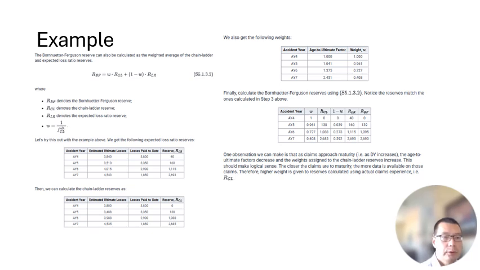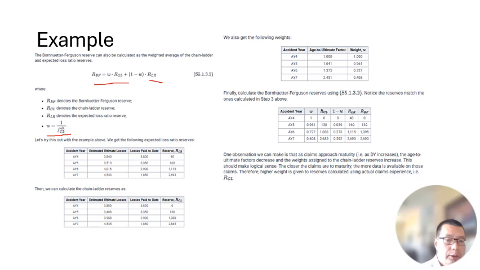The Born-Hütter-Ferguson reserve can also be calculated as the weighted average of the chain ladder reserve and the expected loss ratio reserve, as this formula shows. Here, R_CL is the chain ladder reserve, R_LR is the expected loss ratio reserve, and R_BF is the Born-Hütter-Ferguson reserve. The weight here is 1 over the ultimate factor. So let's try this out with the example above.